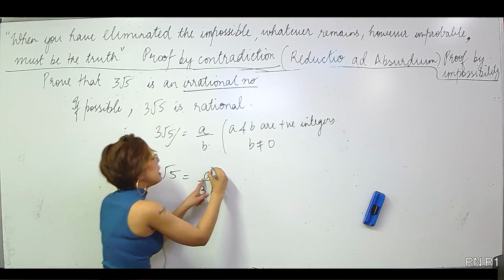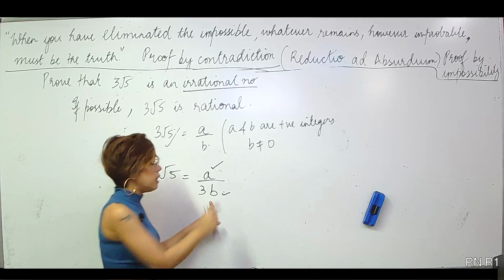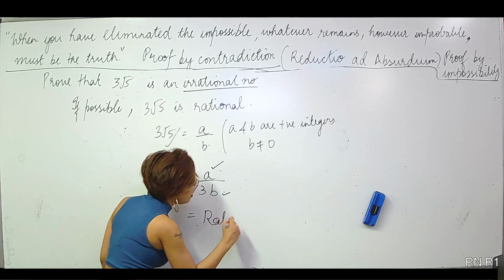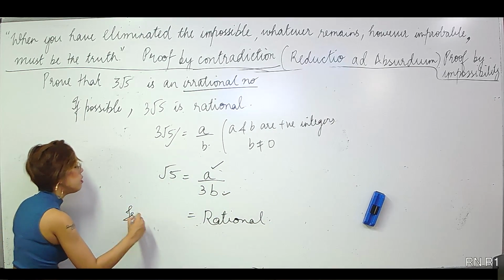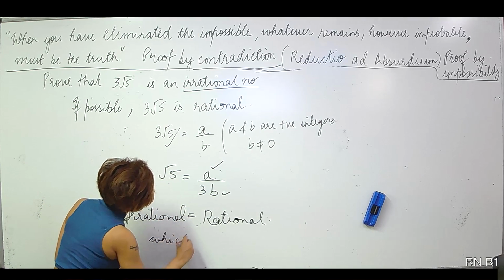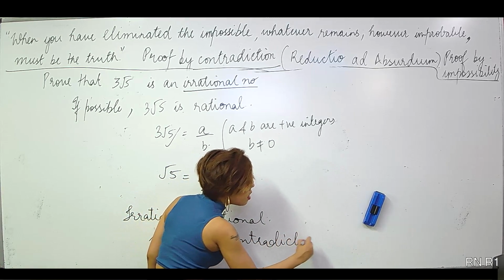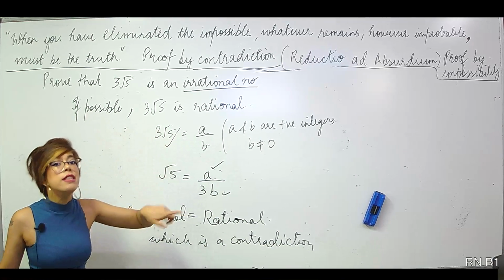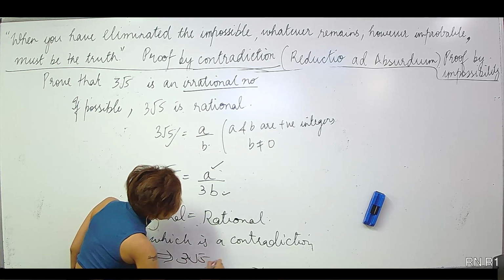Now mind it, A is an integer, right? And 3B is also an integer. Ratio of two integers, when the denominator is not equal to 0, will definitely be a rational number. Now, right hand side is rational, left hand side irrational. Irrational equal to rational. Obviously, this is a contradiction. Why? Because your supposition was wrong. Your supposition was 3 root 5 is rational. This is wrong. That means 3 root 5 is not rational.